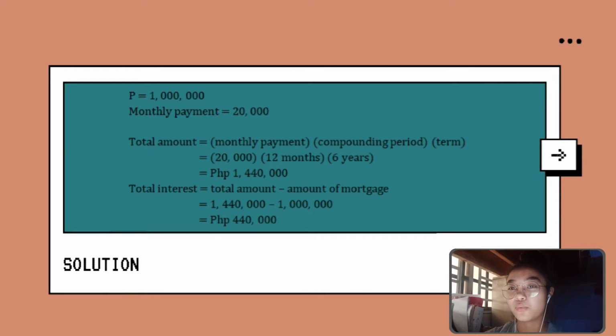Next is to find the total interest, wherein we have to subtract the amount of the mortgage from the total amount. We have a total amount of 1,440,000 pesos minus 1 million, which is the amount of the mortgage. Subtracting, the final answer will be 440,000 pesos.